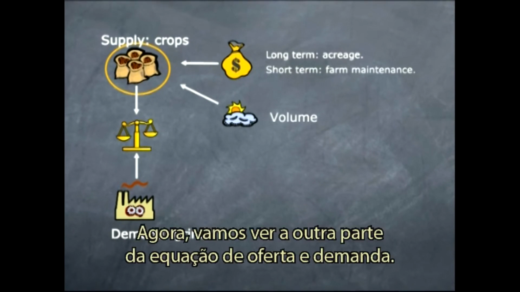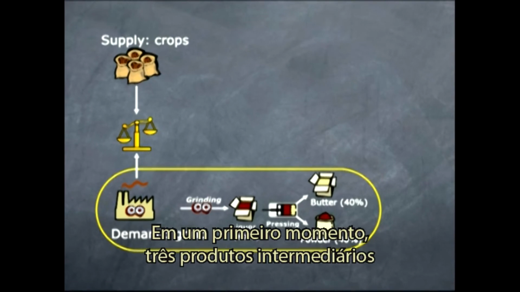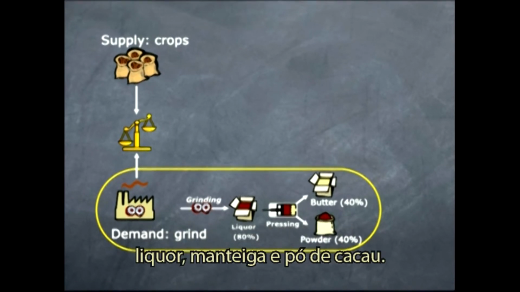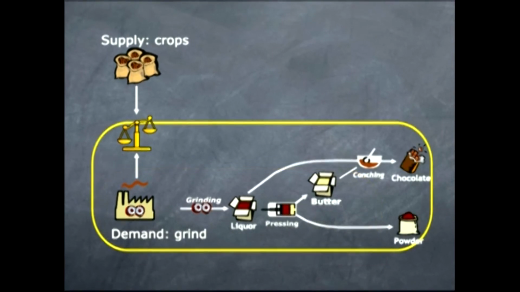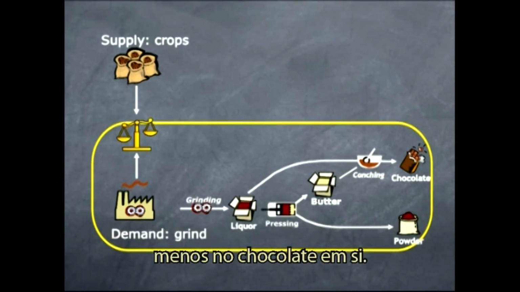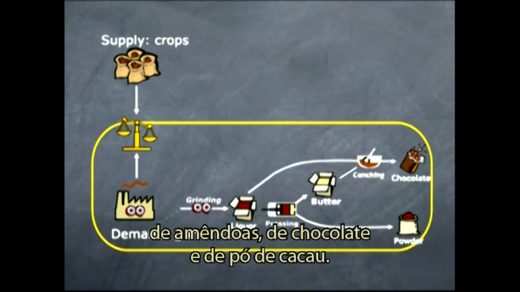Now let's look at the other part of the supply and demand equation, demand. In the first instance, 3 intermediate products are made from the cocoa bean: cocoa liquor, cocoa butter, and cocoa powder. Virtually all of the cocoa liquor and butter is used to produce chocolate. Powder is used in all products with a chocolate flavor, except for chocolate itself. To understand cocoa demand, you need to watch the supply and demand for beans, chocolate, as well as powder.